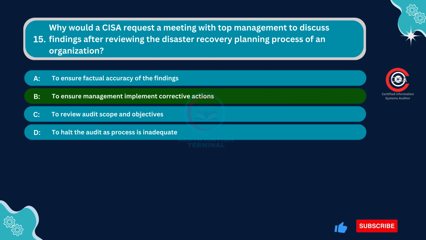After reviewing the disaster recovery planning process of an organization, a CISA would request a meeting with top management to discuss findings primarily to ensure that management implements corrective actions. This meeting allows the CISA to communicate their observations and recommendations directly to top management, emphasizing the importance of addressing any deficiencies or weaknesses identified in the disaster recovery planning process. By engaging with top management, the CISA can facilitate the implementation of corrective actions, thereby enhancing the organization's overall resilience and preparedness for potential disasters.